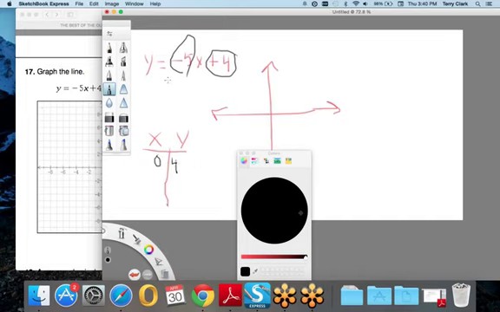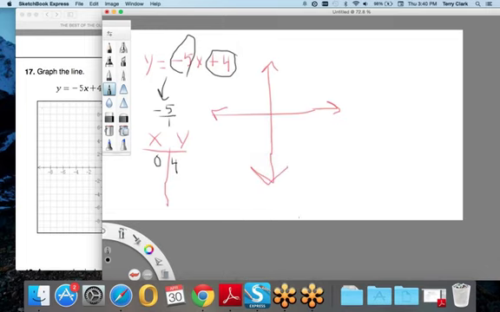Now the slope in this case is negative 5 over 1. Any whole number can be written as a fraction by simply putting it over 1. What that means is that x will go up by 1 and y will go down by 5. So our first point is going to be right here at 0 and 4. And then our next one is going to be down at negative 1 and 1 over here.